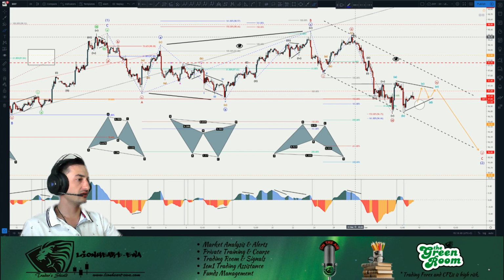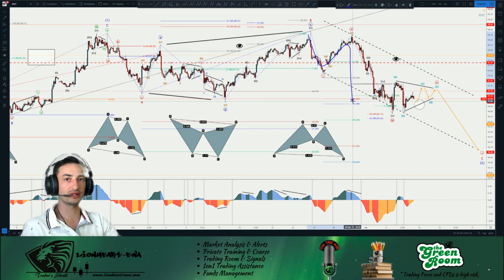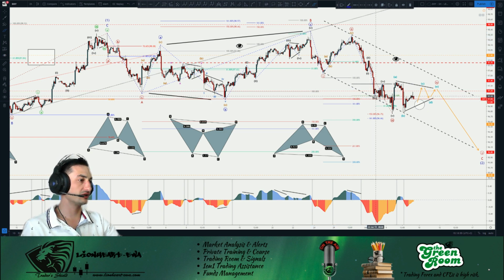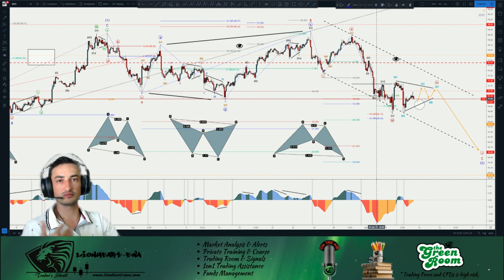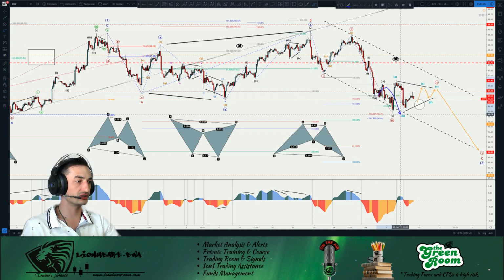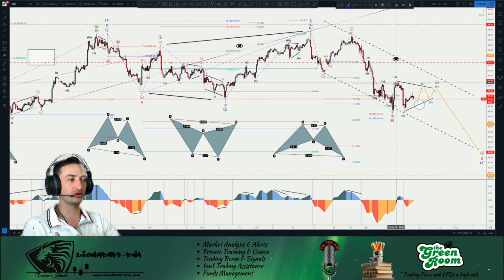Let's say after this drop in a third wave, notice that from 1 towards 2 we do have the 161.8 extension for the third wave, and then things became a little bit more complicated. We basically started to go sideways like this. So this is typical for wave 4, or overlaps and stuff like that.